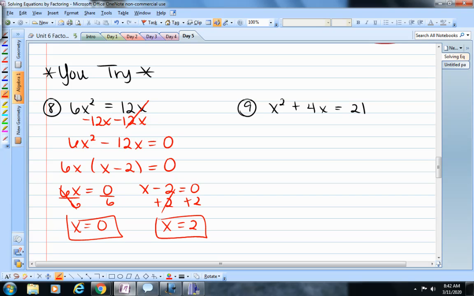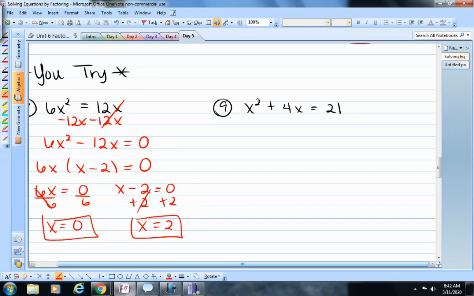Any questions? Number 9, what did you have to do first? Subtract 21 on each side, and it goes on the end because it's a constant and the other ones have variables, right? So x squared plus 4x minus 21 equals 0. Now you're equal to 0, so you're ready to factor. What's the GCF of all 3 terms? 1. It's a trinomial, so then you made a table, hopefully.